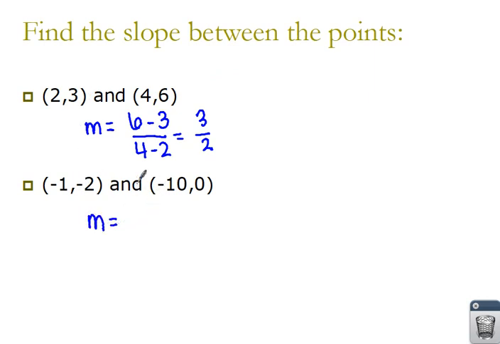Alright, let's do the second one. Let's do 0 minus negative 2 over negative 10 minus negative 1. And then simplify, and there's your slope. So you could go up 2 over 9 or down 2 right 9, whichever way it works out.